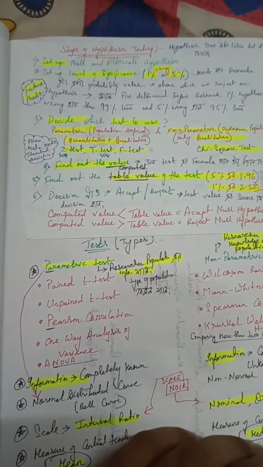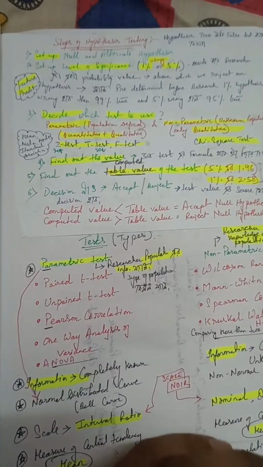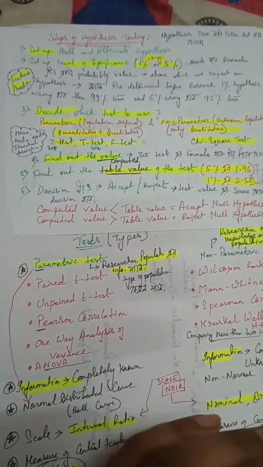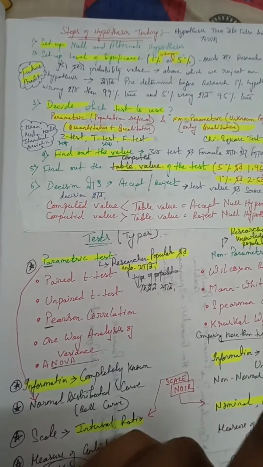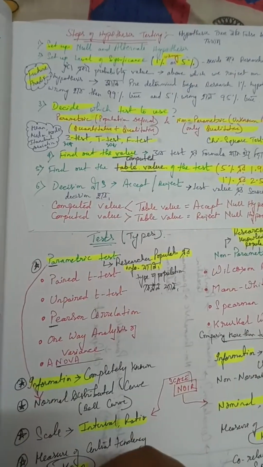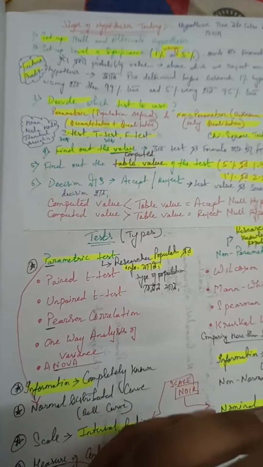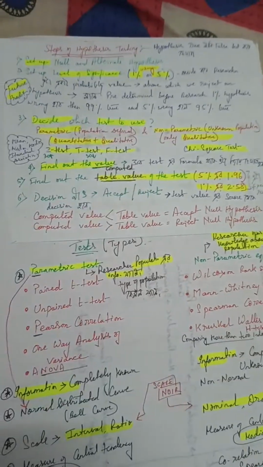After setting up the null and alternative hypothesis, we set a level of significance or level of error. I am predicting my hypothesis will be 99% correct. That means the portion which I am considering might go wrong, some error might occur, and that is 1%.